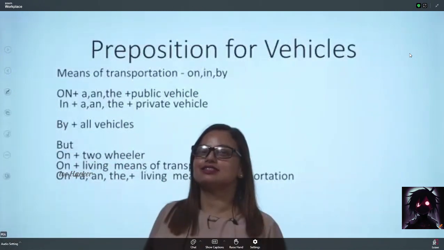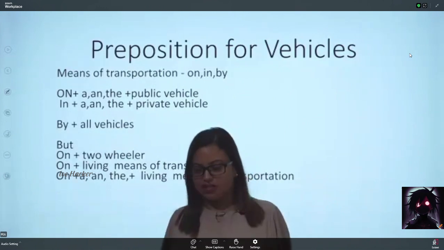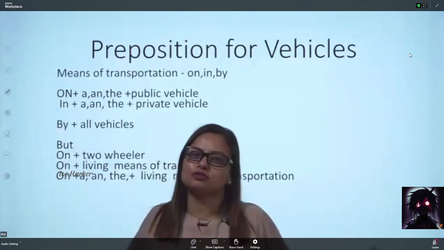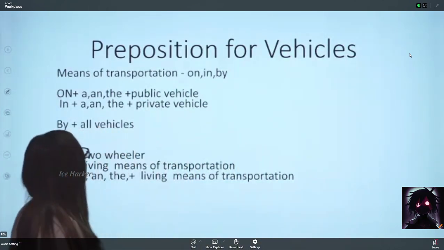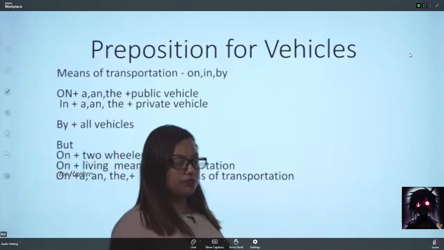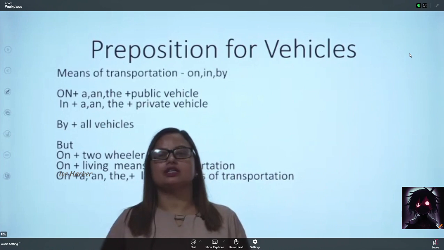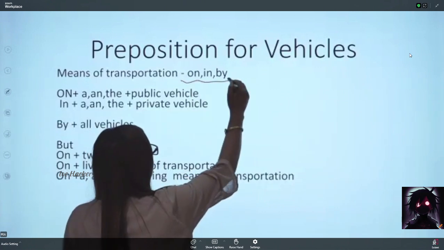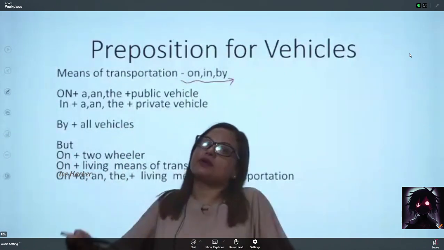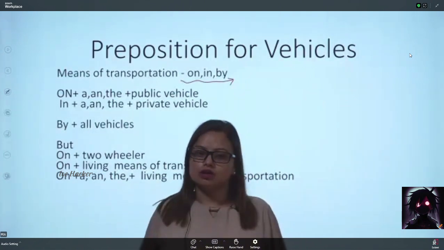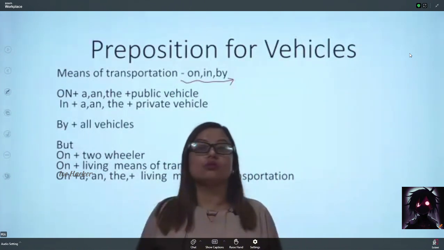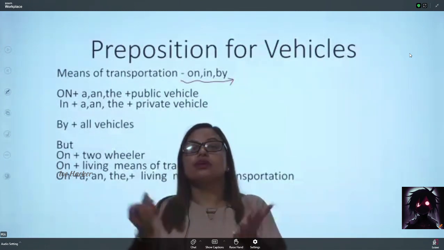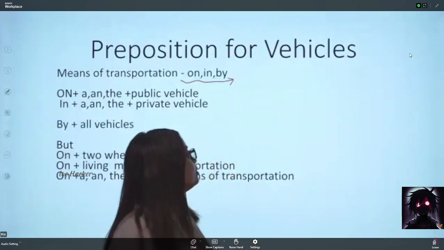Preposition for vehicles. This is very important in terms of prepositions because most of the students are very confused about vehicles. Now let's do means of transportation. For means of transportation, we usually write on, in, and by. All these three prepositions are used to express the means of transportation. But on in which case, by in what case? So you have to analyze all the scenarios where we are going to use on, in, and by.